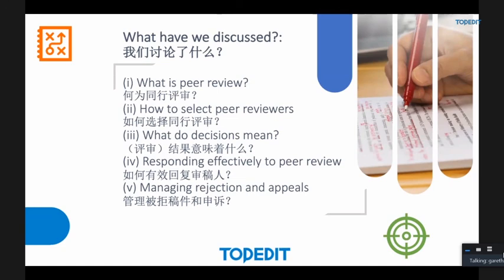I'll just now review and recap what we've discussed today. We've talked about 5 topics. What is peer review? How you can select peer reviewers for your work? What do the peer review decisions that you get back from journals actually mean? How you can respond more effectively to the peer review comments that you get? And finally, how you, as an author, can manage rejection and the appeal process. What is peer review? How to select those reviewers? What do the decisions mean? Responding effectively and managing rejection and appeals.